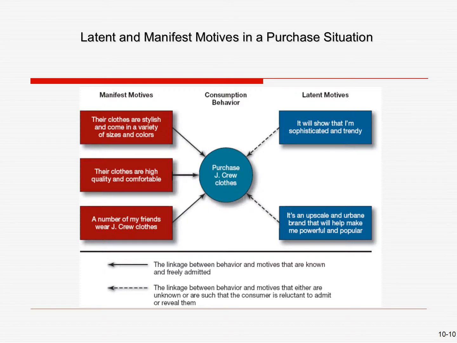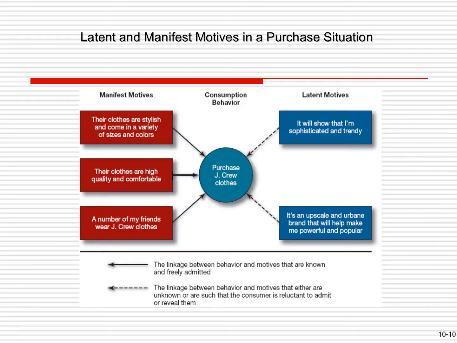Crew clothes. So the manifest motives are the things that are easily identifiable by the consumer. The clothes are stylish, they come in a variety of sizes and colors. These are reasonable explanations for why I think that I need these clothes. But then there are also latent motives, which are motives that I'm satisfying, but I'm not necessarily aware that I'm satisfying the need, or I'm not willing to express that it satisfies that need. For example, it will show that I'm sophisticated and trendy. Well, that comes out of the idea that I want things that are stylish and come in a variety of sizes and colors.